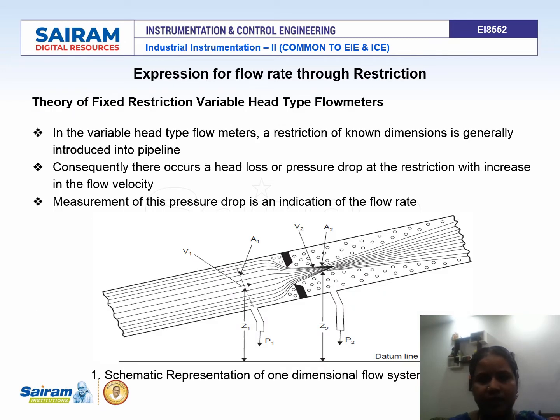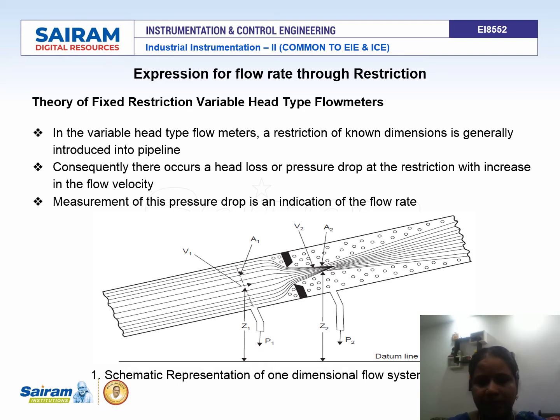Then we are going to see the expression for the flow rate through restriction. So first we look into the theory of fixed restriction variable head flow type meters. Here a restriction of known dimensions is generally introduced into the pipeline. Therefore, there occurs a head loss, a pressure drop at the restriction, so that there is an increase in flow velocity. And the measurement of the pressure drop gives the flow rate.